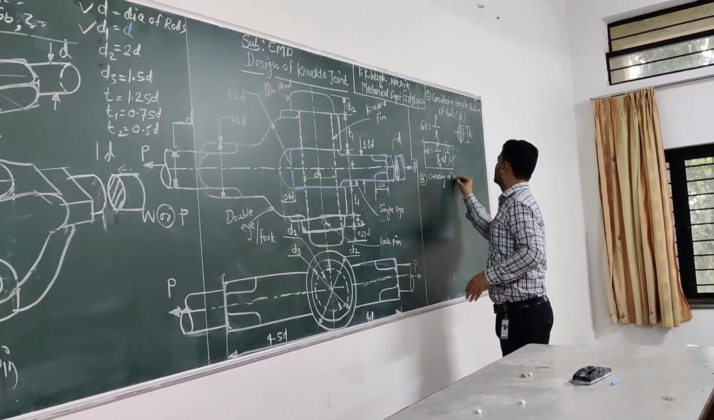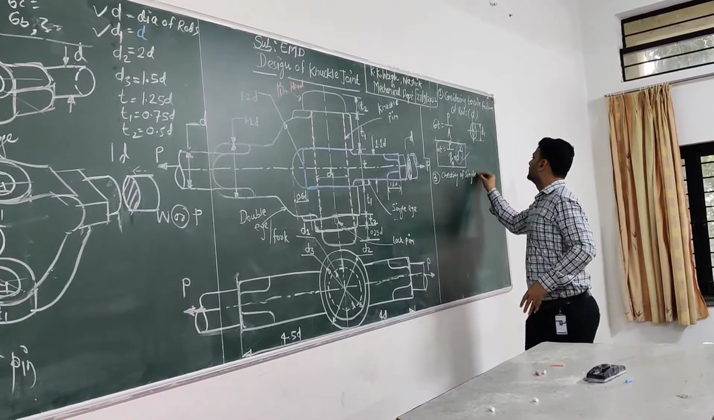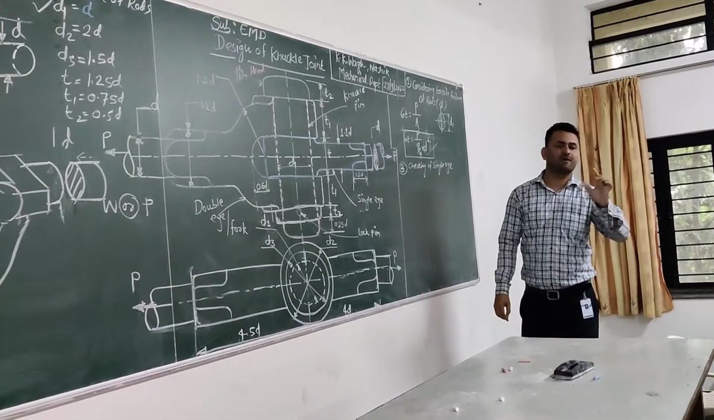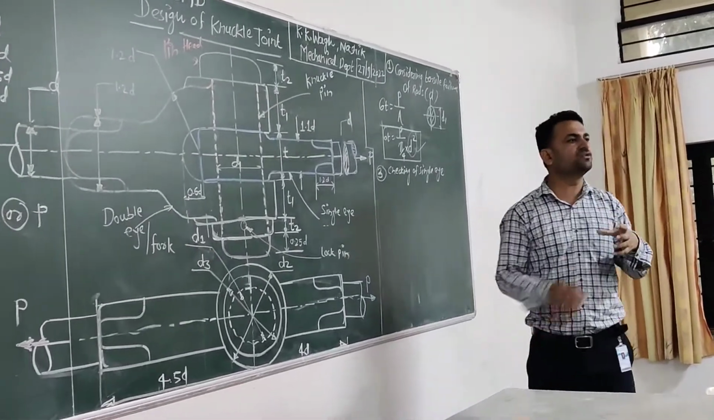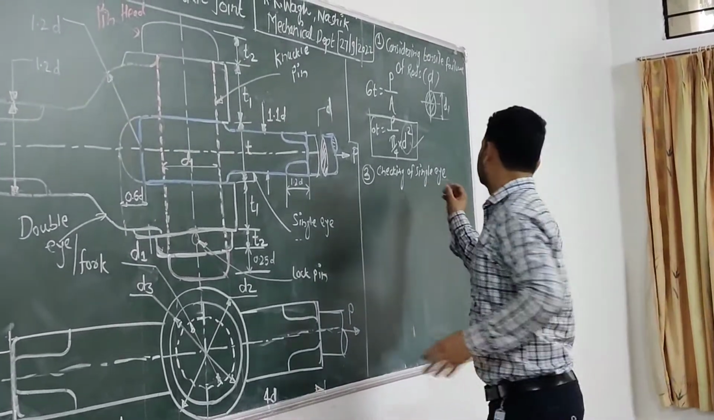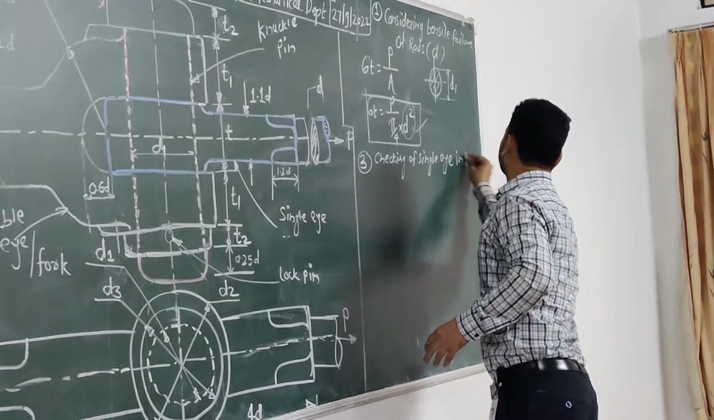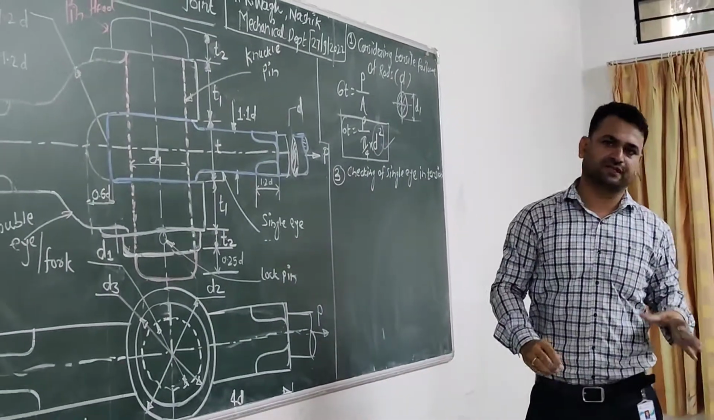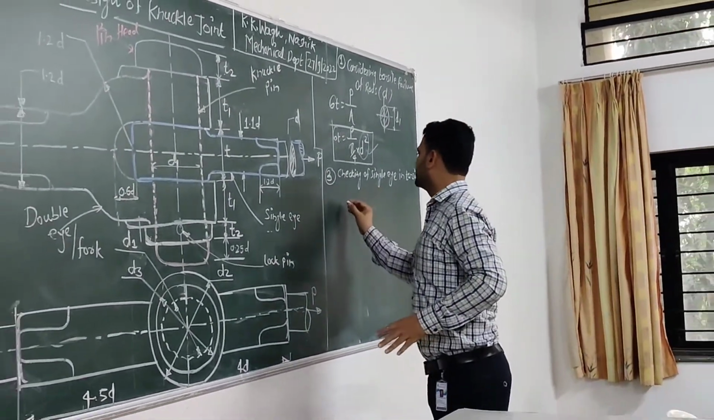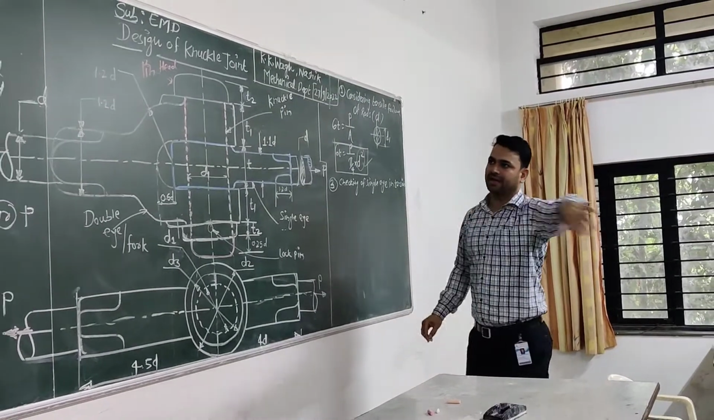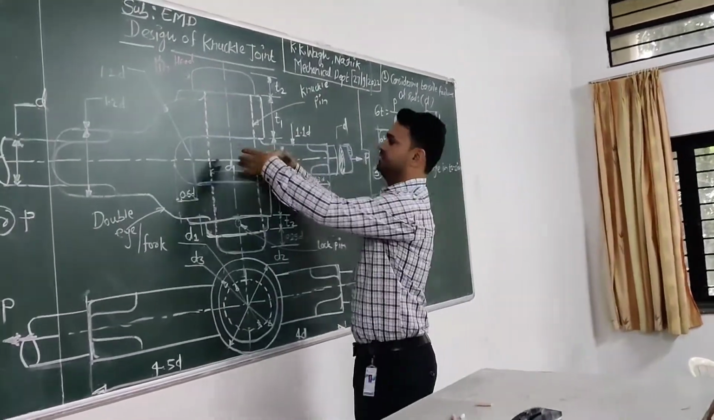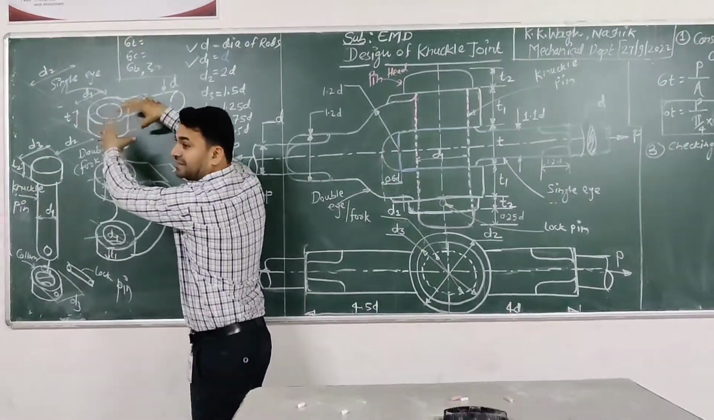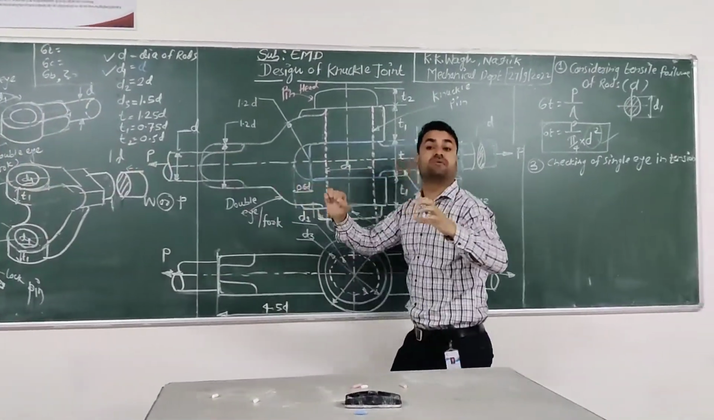Checking of single eye. First we have to consider that the single eye is going to fail in tension. So checking of single eye in tension. As the single eye is there, there may be chances of failure of the single eye in tension. Means the single eye may fail in tension like this. See here how failure is going to occur.